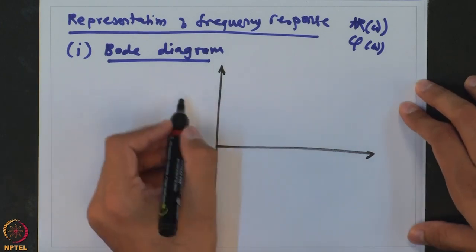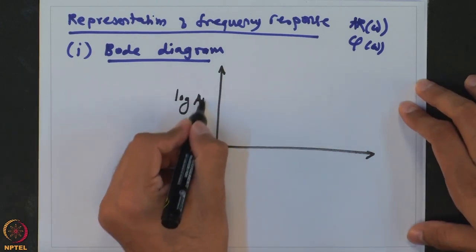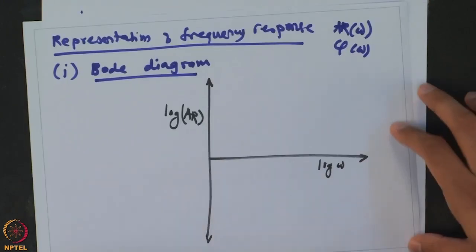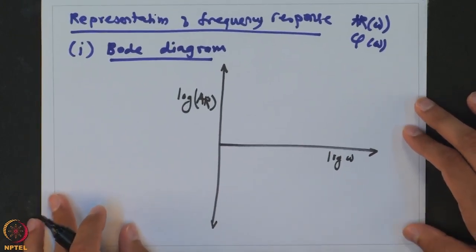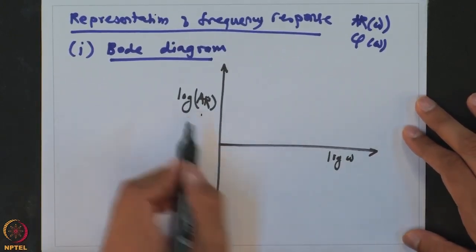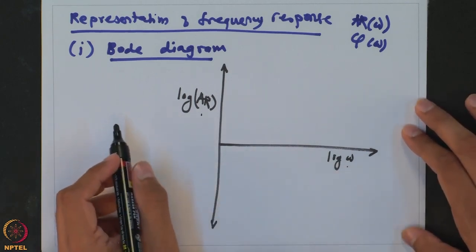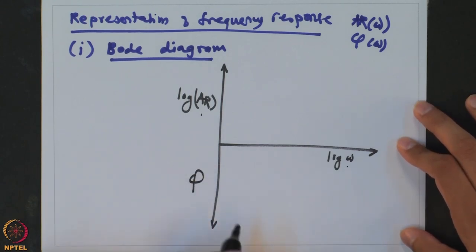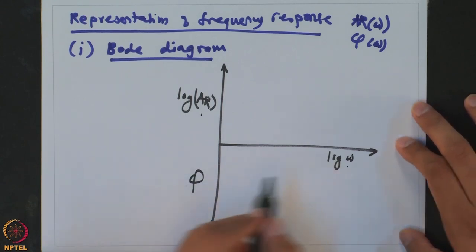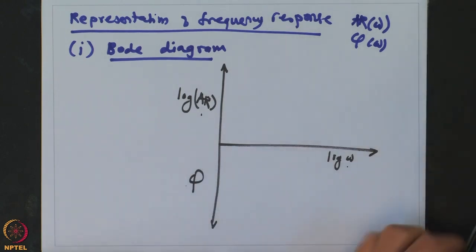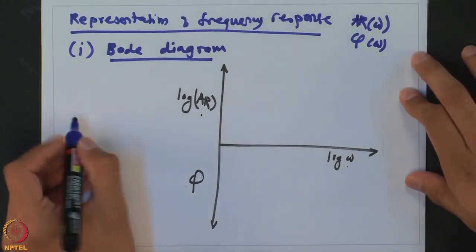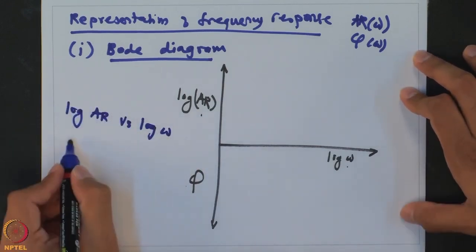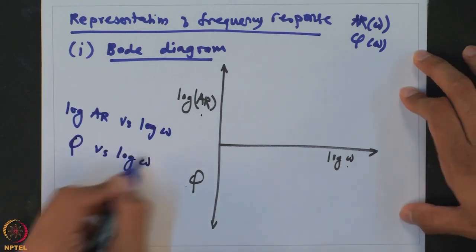On one of the axes we plot log of amplitude ratio versus log of omega. So we will be having a log-log plot between amplitude ratio and omega, and I will come to the point why we need a log-log plot. And the second one is a normal versus log plot, so it is phase versus log of omega. So we are going to plot two things. The Bode diagram is a log of AR versus log of omega plot and a phi versus log of omega plot.